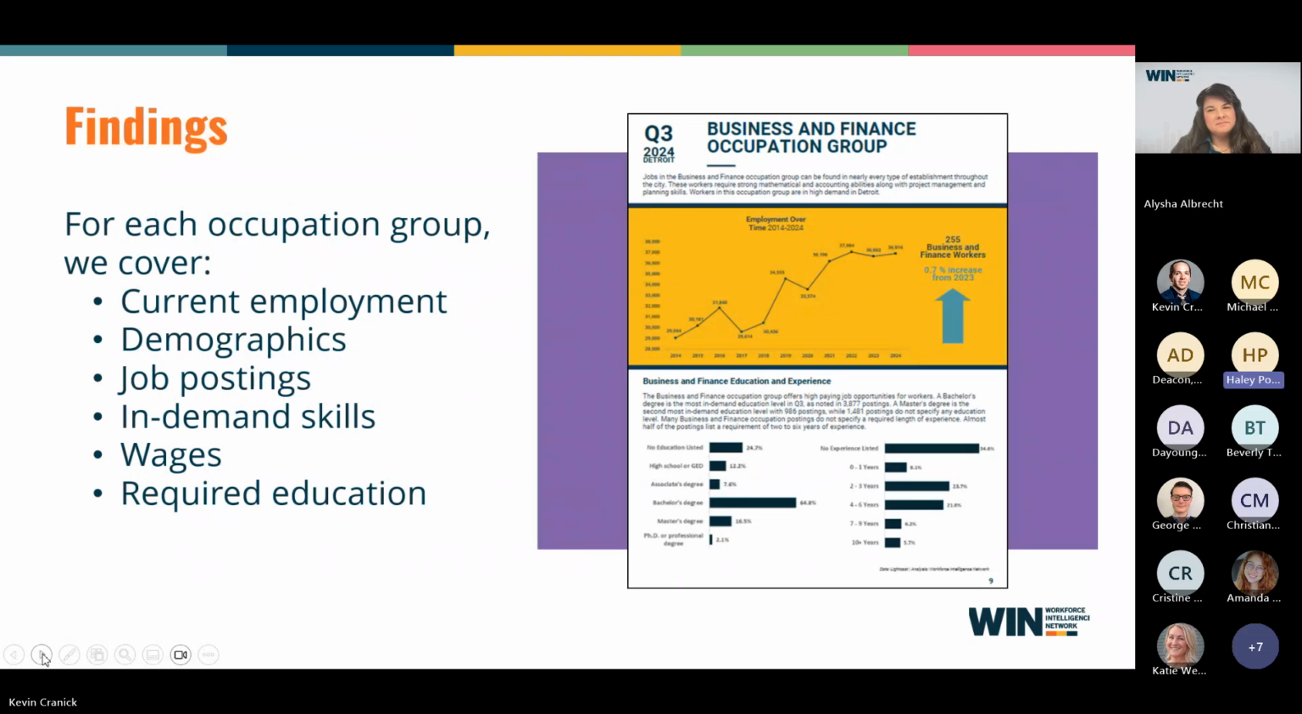So for each occupation group, we break that out by current employment demographics. This is an example of one of the pages. Job postings, in-demand skills, wages, required education, to lay out the information for that occupation group for that location or region. Next slide.